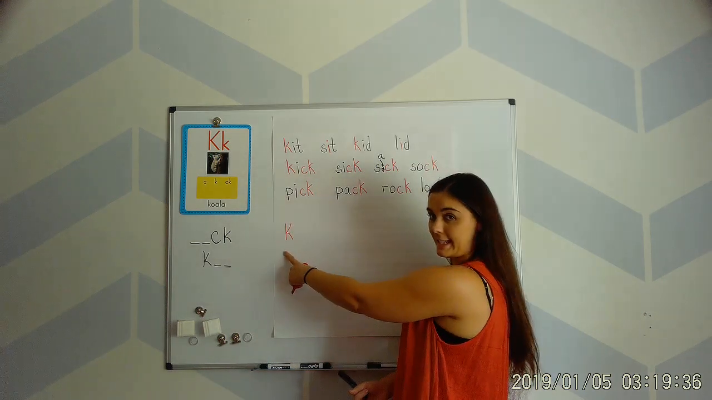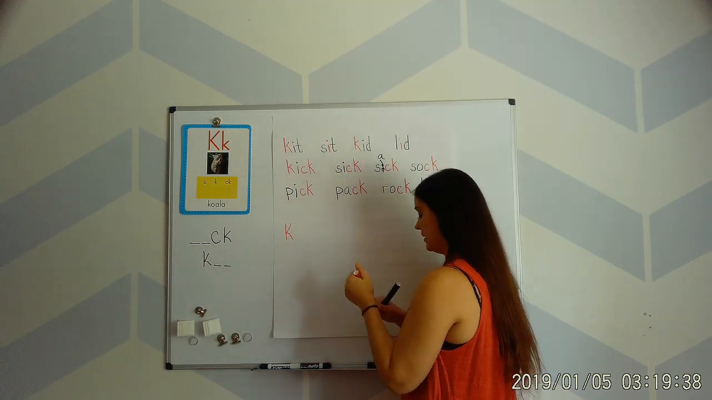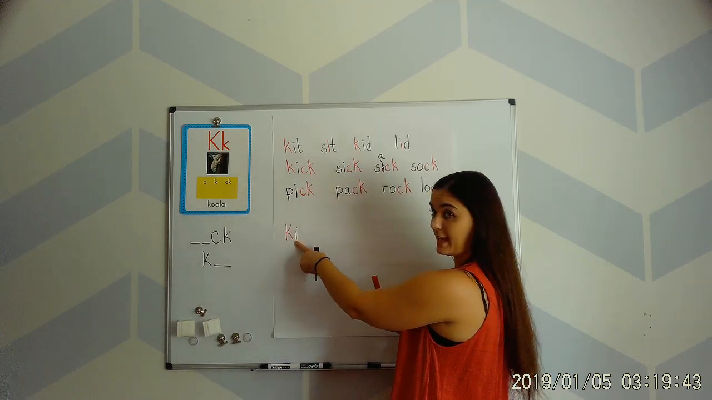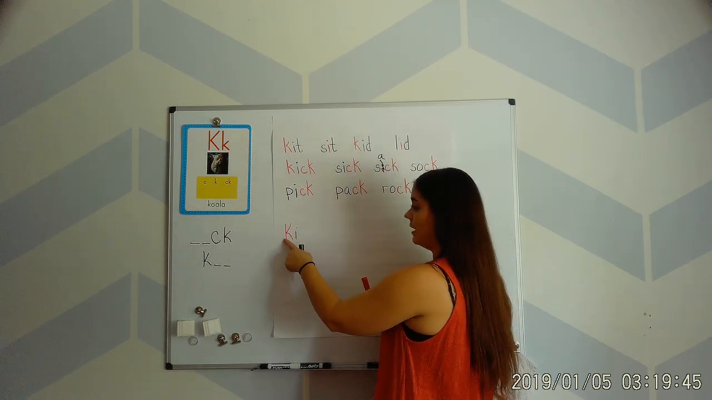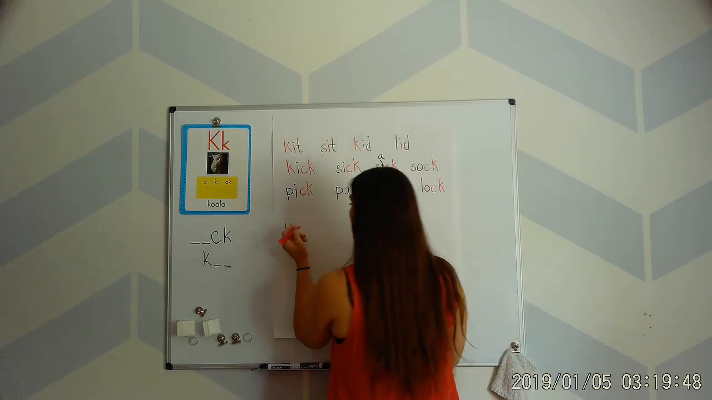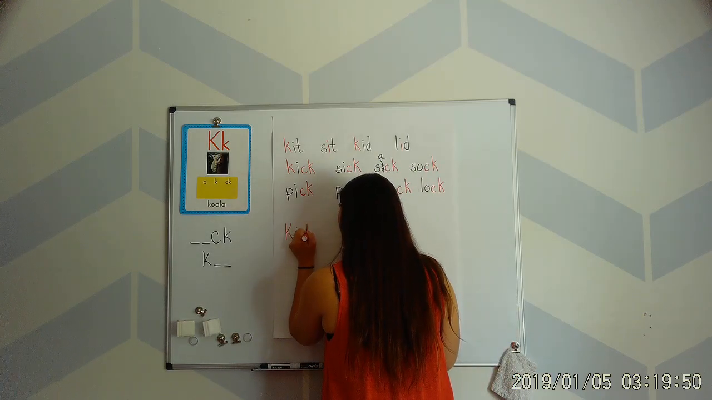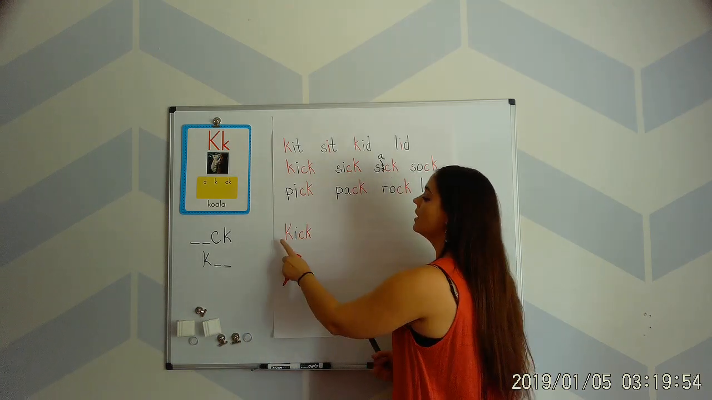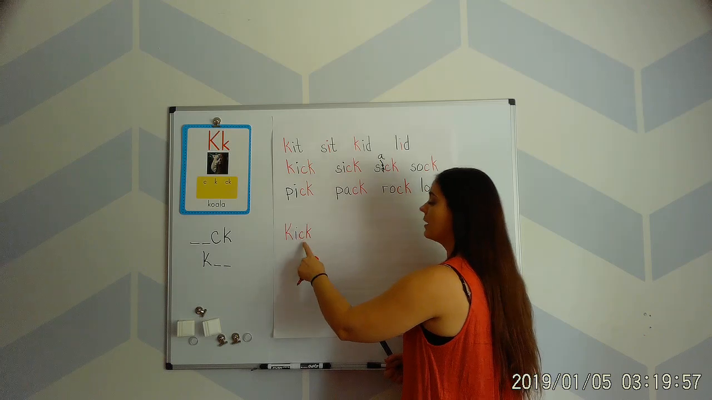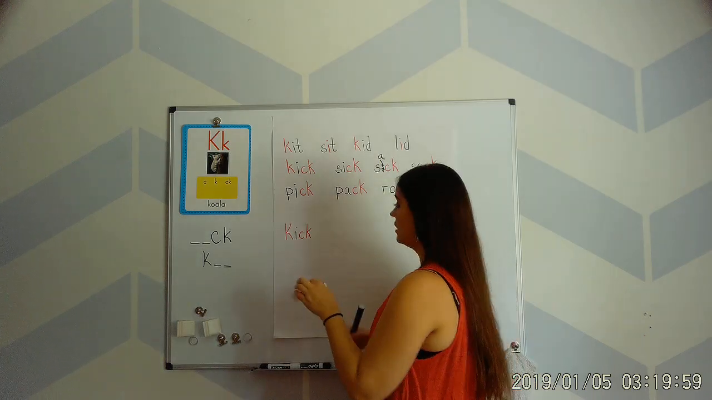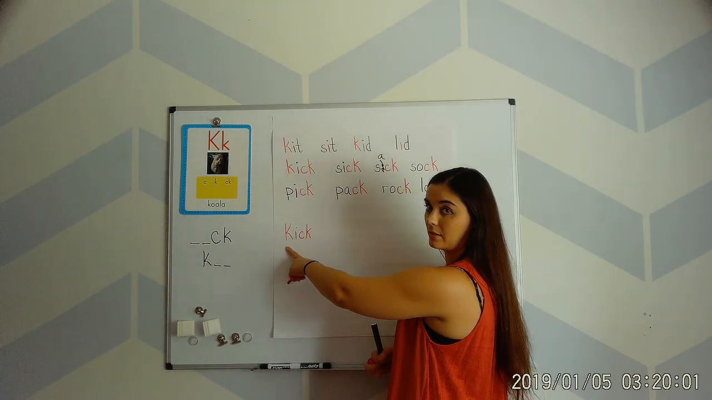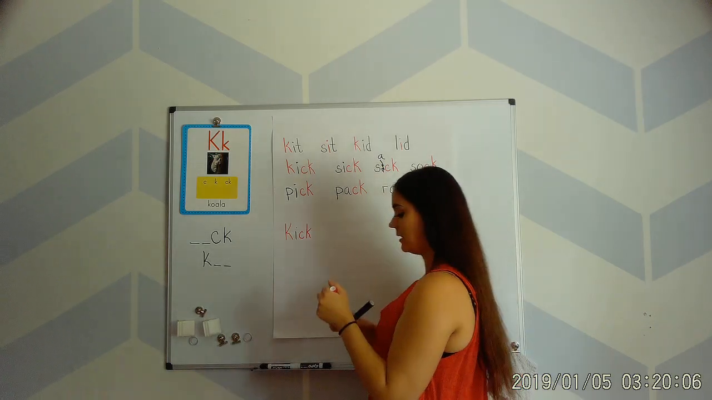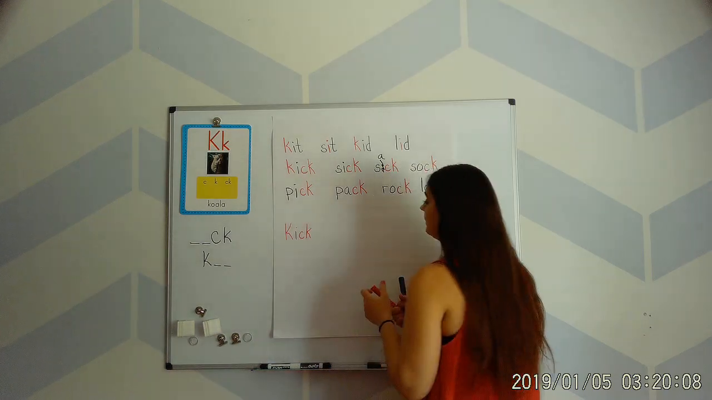All right, and K says what? K. And I says k. And then CK says what? K. Kick. So why is this K capitalized? Go ahead and shout it out. It's at the beginning of a sentence. We always have to have a capital letter at the beginning of a sentence.